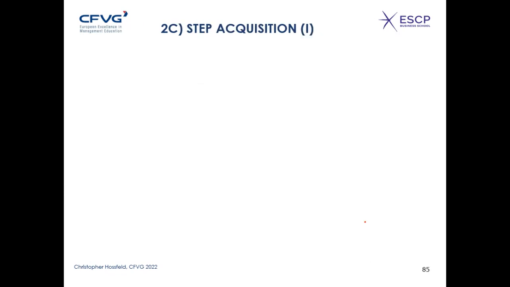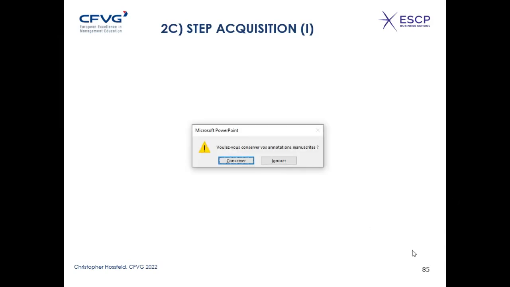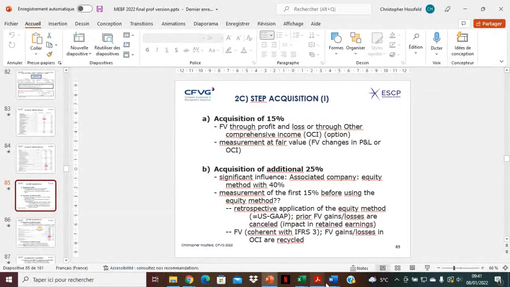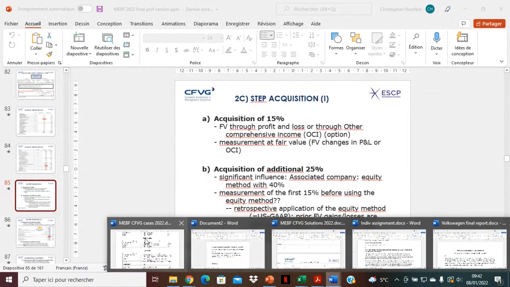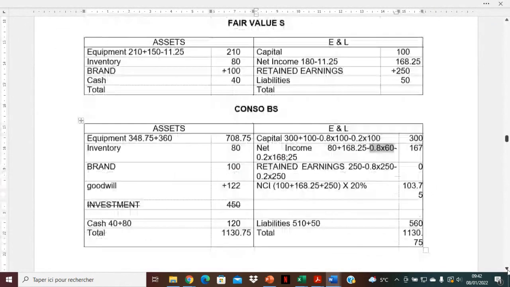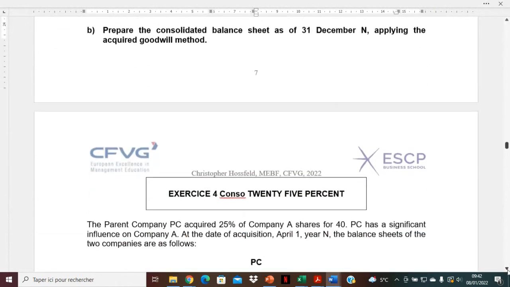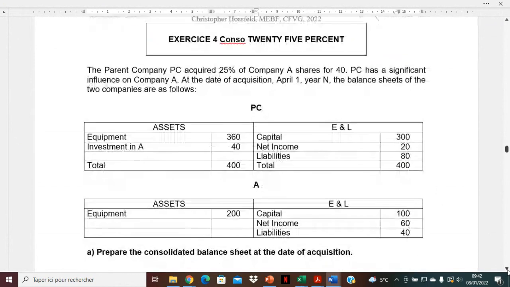Then let's finish the second part by talking about step acquisition. Step acquisition is a situation where, contrary to the previous examples that we saw, we do not buy 60% immediately, but we increase our stake. But actually, sorry, I forgot something before we do this, because there's a case that we can do on the equity method. It's exercise number 4.